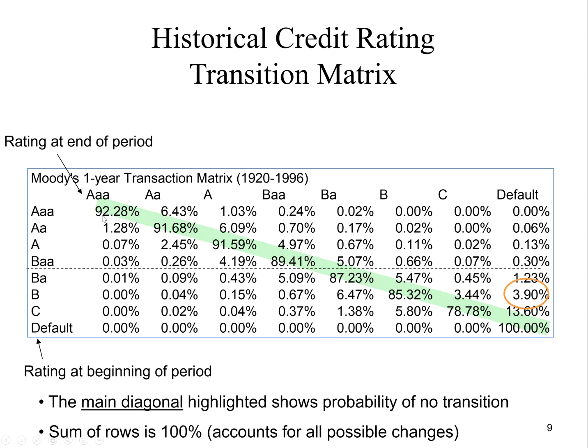So this is a credit rating transition matrix. This column here represents the current rating. This row represents the rating at the end of the period, and this is a 1 year transition matrix.